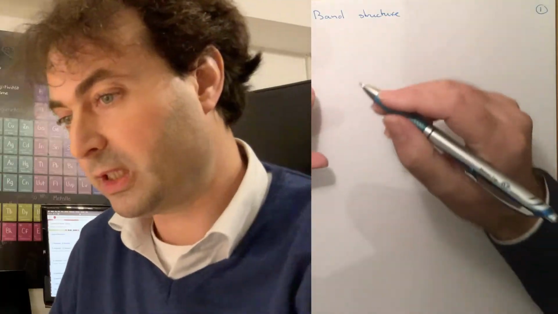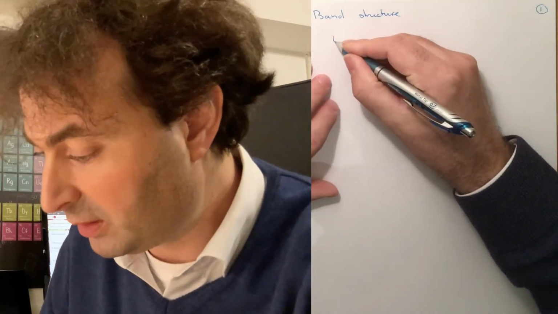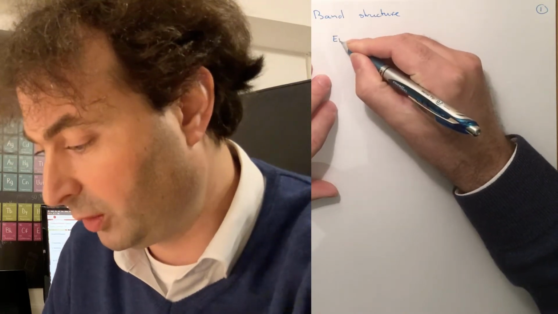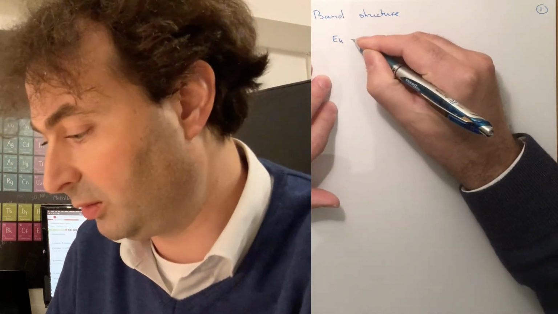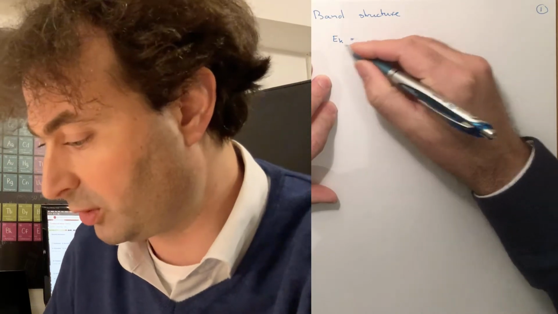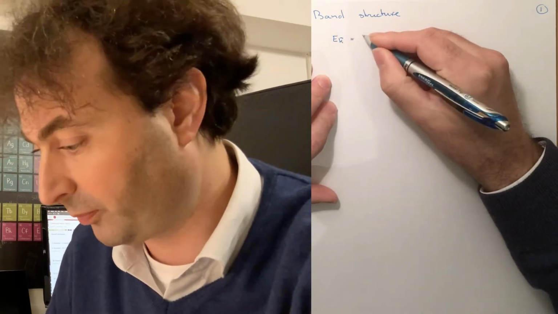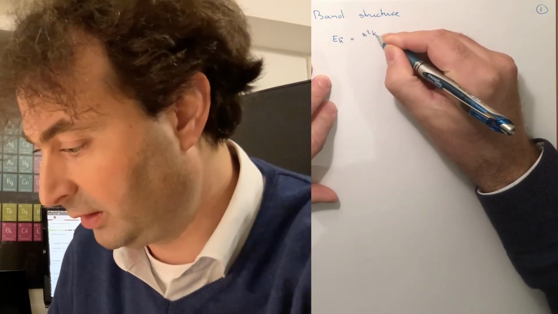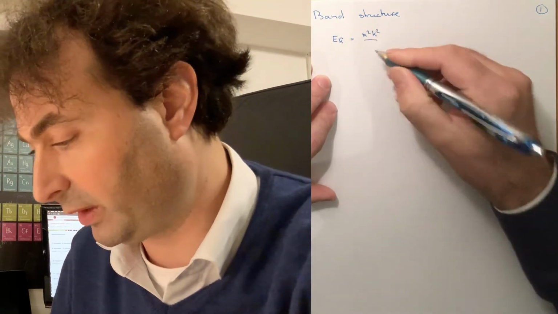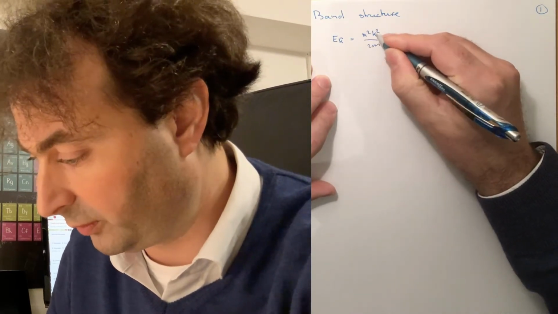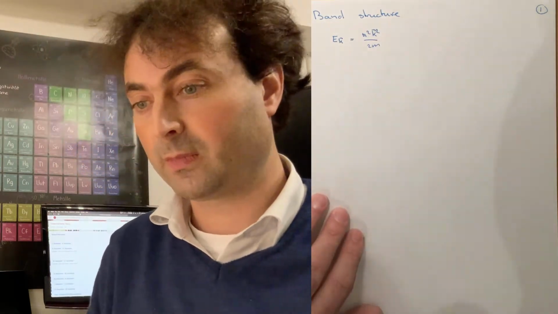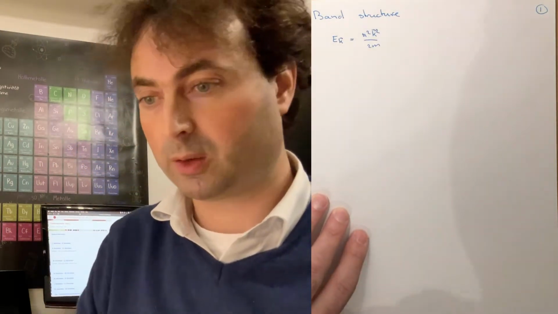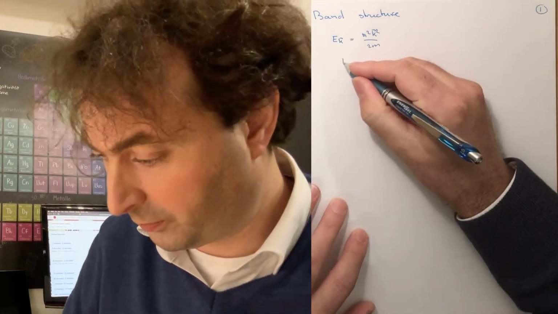So, what is a band structure? You have seen in the previous video that we can talk about the one particle energy as a function of momentum or wave vector as h bar squared k squared over 2m. And these are the one particle eigenfunctions of our system.